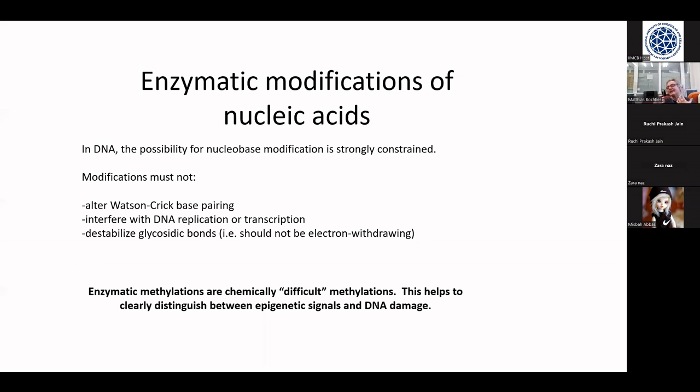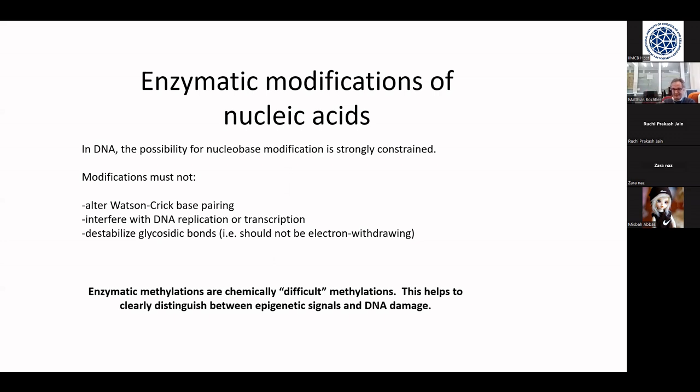Okay, finally, enzymatic modifications of nucleic acids. In DNA, the possibilities are very limited, because there are lots of things that the modifications cannot do or else be unacceptable. Obviously, they should not alter Watson-Crick base pairing because it would mess up heredity. They should not interfere with DNA replication and transcription. So you don't want to modify, say, the outer minor groove positions in double-stranded DNA.